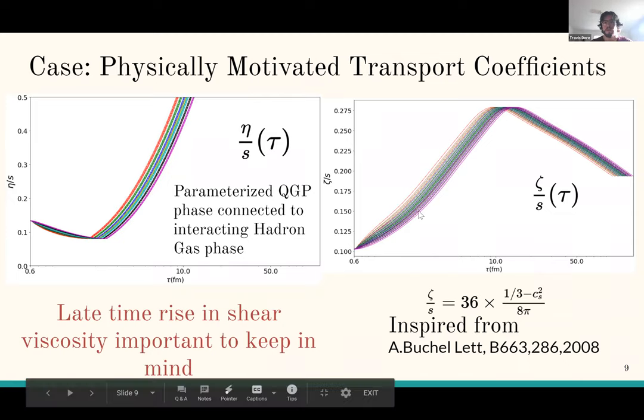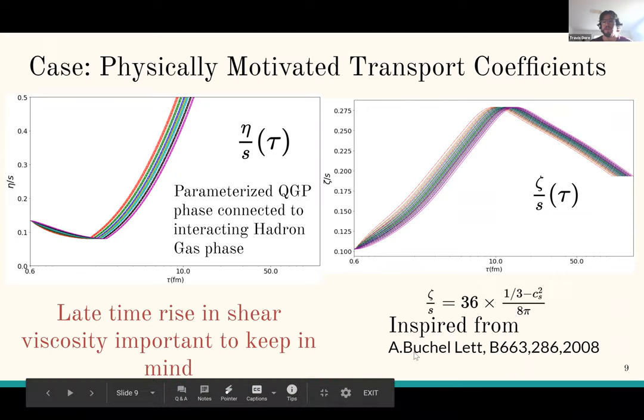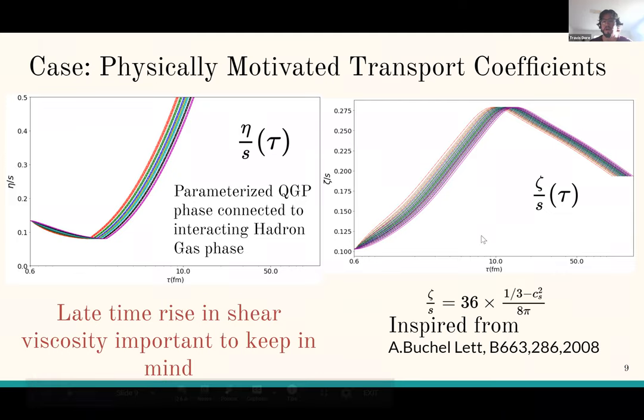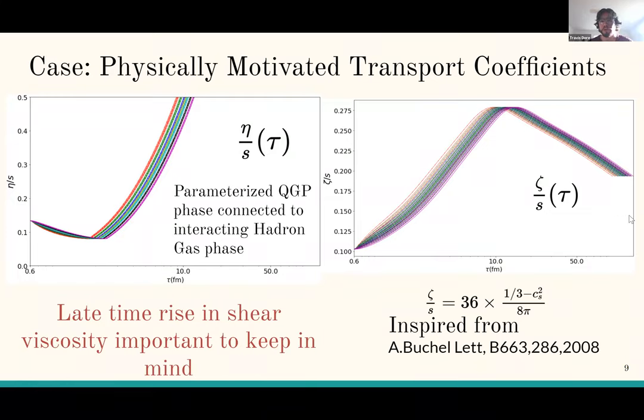And this is our bulk viscosity. We know the bulk viscosity should be there because the QCD equation of state describes a system with non-conformal symmetry. It doesn't have conformal symmetry, so we know that the system can have a bulk viscosity. We took something inspired from this paper here. It's a holographic-inspired bulk viscosity, just something to see the effects here. So, physically motivated transport coefficients in some sense.